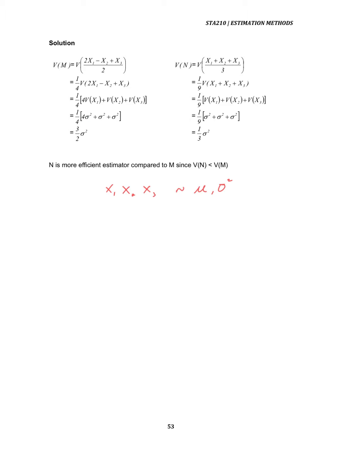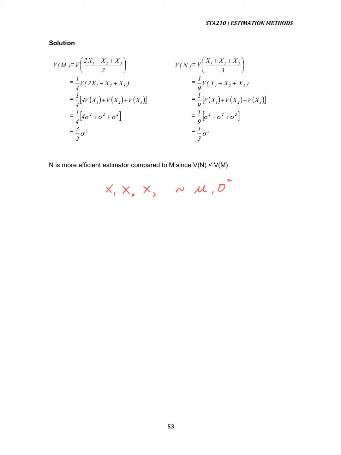Okay, now awak cari pula variance untuk N pula. Okay, estimator N pula. Okay, N tadi equation dia apa? X1 plus X2 plus X3 over 3. Okay, so 1/3 kita keluarkan, dia akan jadi 1/9. Okay, kita buka kurungan. V darab dengan X1 plus X2 plus X3. Okay, buka kurungan kita pecahkan. So dia akan jadi Vx1 plus Vx2 plus Vx3.